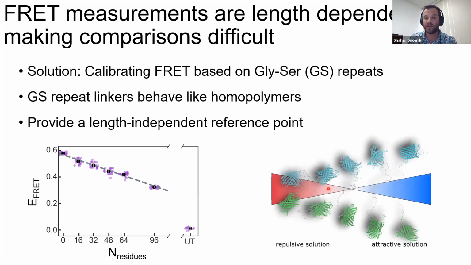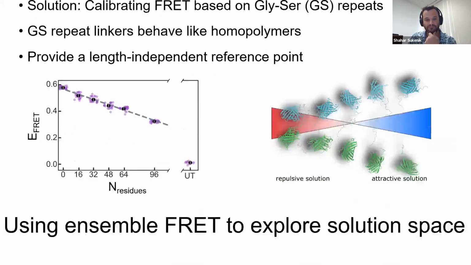And so when we do that and we replace our GS linker with another disordered protein, we can always say, is this linker now longer than a glycine serine repeat, or is it shorter than a glycine serine repeat? At least as far as the end-to-end distance measured by the FRET labels can tell us. And so that's going to be our point of reference. So we go ahead and we start doing these experiments.